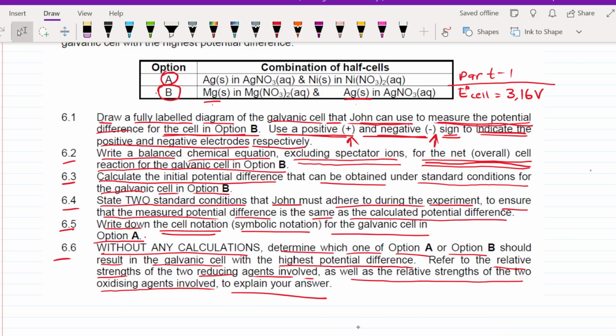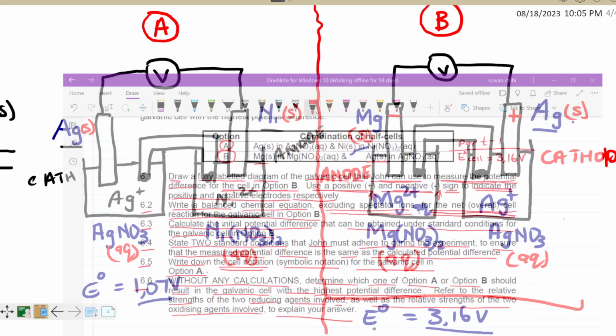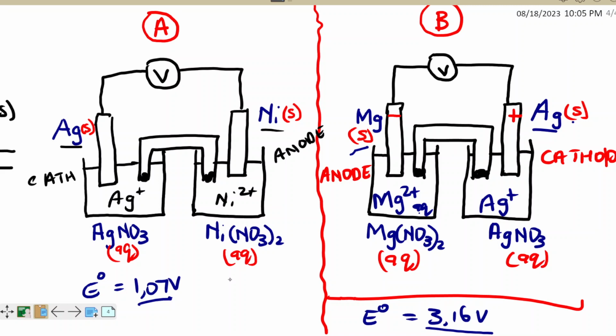Now the question was saying, without any calculation, determine which one, option A or B, should result in a galvanic cell with the highest potential difference. I was just trying to show you by calculation that option B has the bigger potential difference. But now, don't look at the calculations. Let's just look at both cells and make our deduction to arrive at the answer.